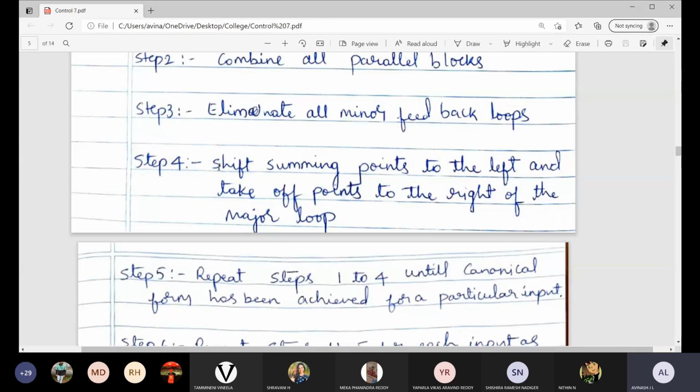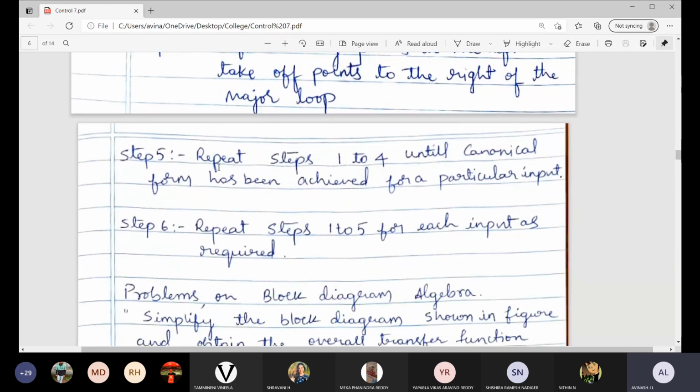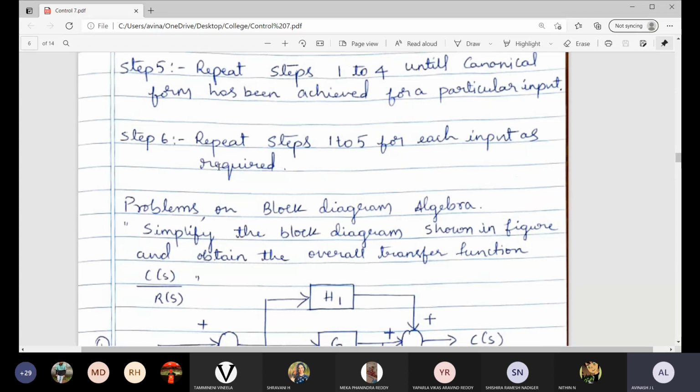Why do we do this? Because when we shift the summing points to the left and takeoff points to the right, the chances of getting a minor feedback loop will be more. Once we get the minor feedback loop, we can reduce it very easily. That is the intention. After that, repeat the steps. That is the thing. Clear.